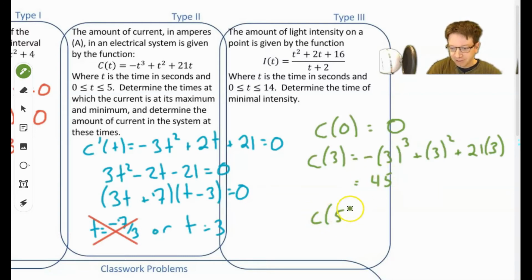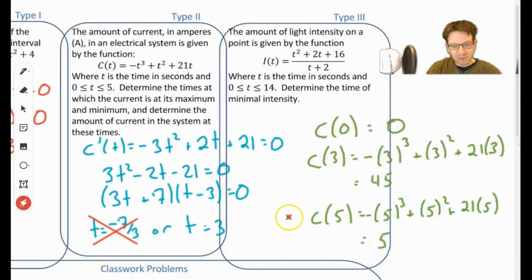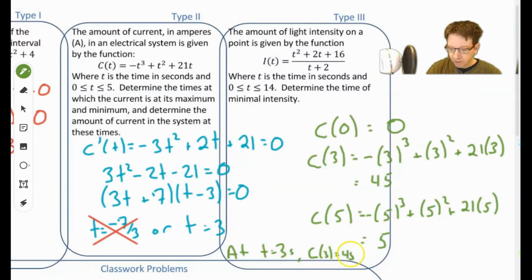Lastly, c at 5: -5 cubed plus 5 squared plus 21 times 5. And if we do all that, we'll get 5. So it wants to know where our maxima and minima points were. Well, this is our maxima point. So at time equals 3 seconds, our current equals 45 amps. So that's our maxima. And our minima occurred at time 0 seconds, where our current was 0 amps. So there's our maxima and minima values.